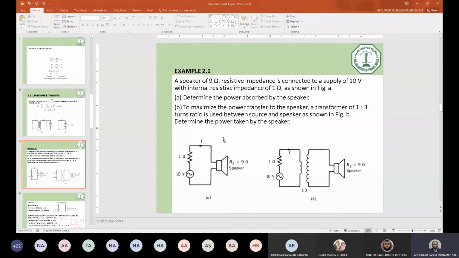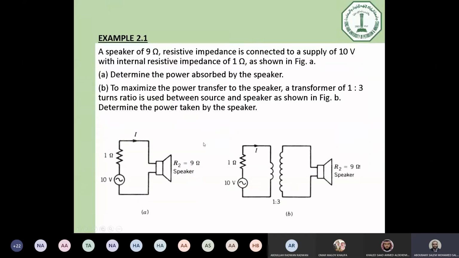Now let's have an example for the transformer. Here we have a speaker of 9 ohms. The speaker has an internal resistance of 9 ohms connected to a supply of 10 volts, and this supply has an internal resistance of 1 ohm. So simply we have two series resistances, 9 and 1 ohms, connected to a supply of 10 volts, as you can see. The question is, derive the power absorbed by the speaker. What is the amount of power absorbed by this speaker?